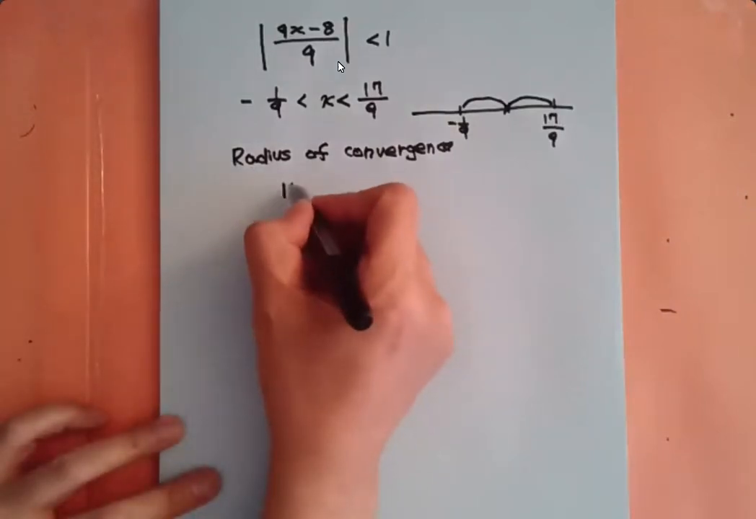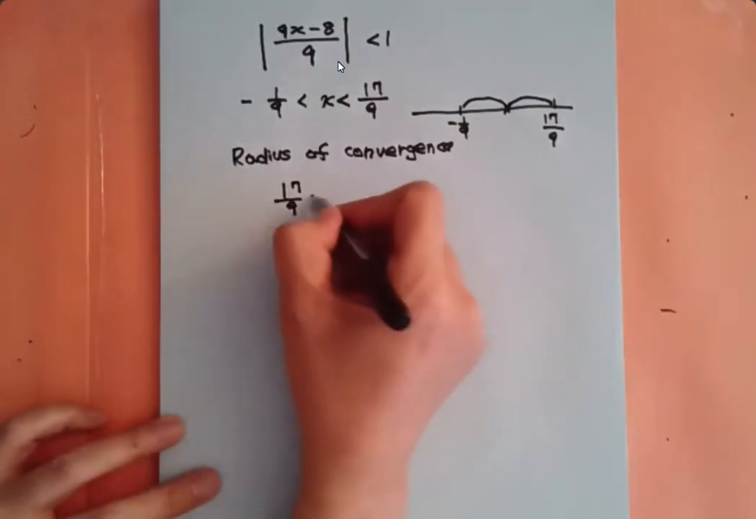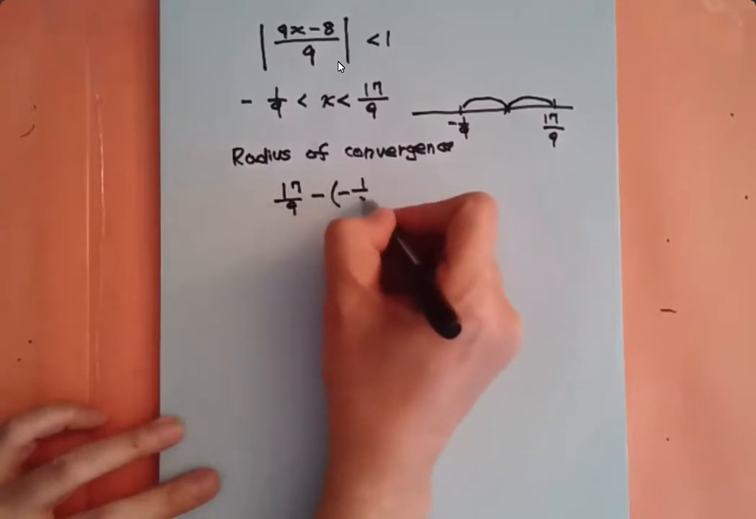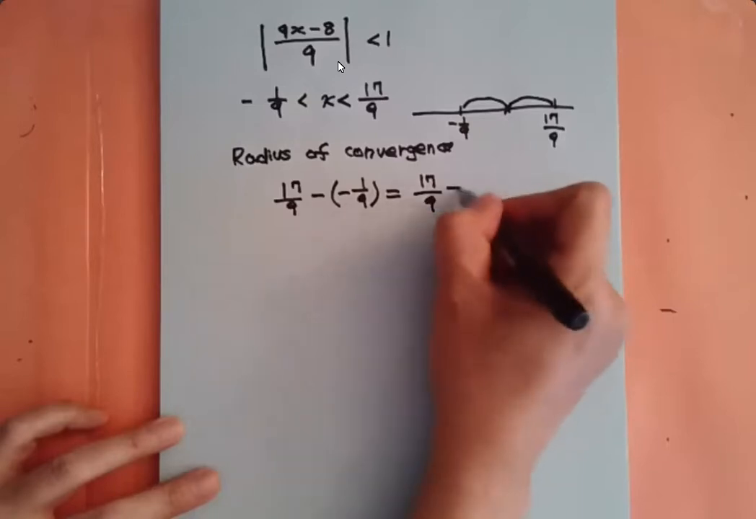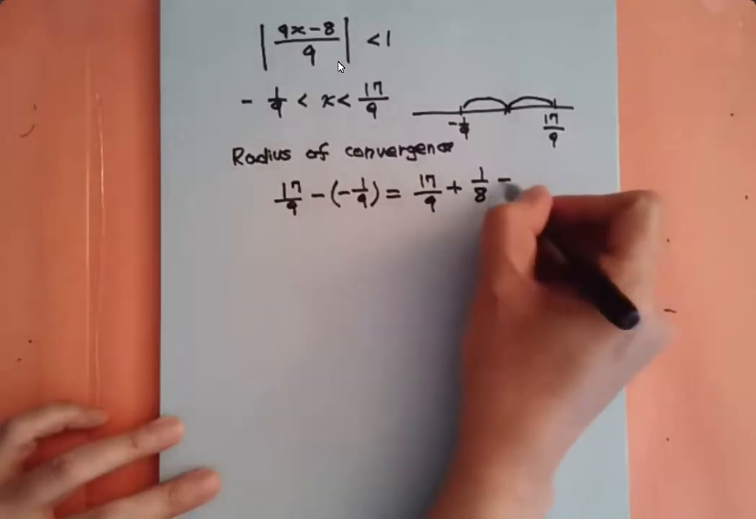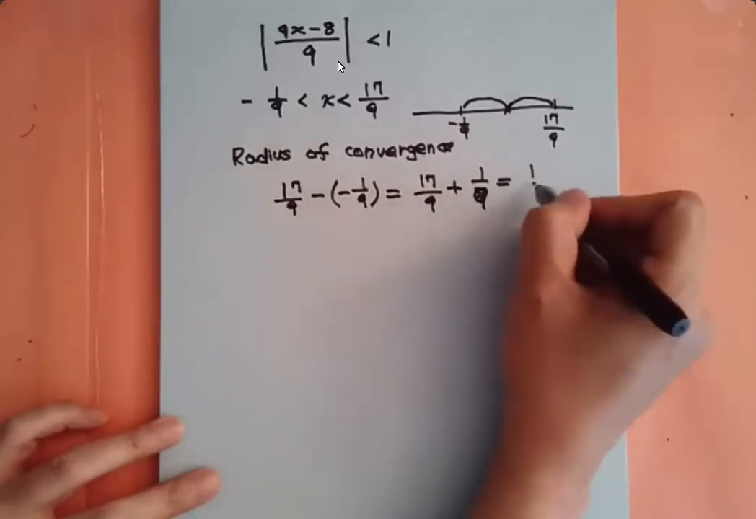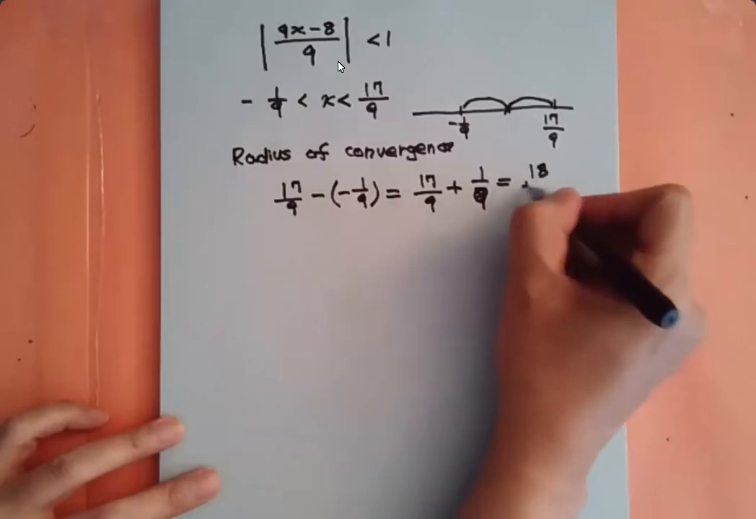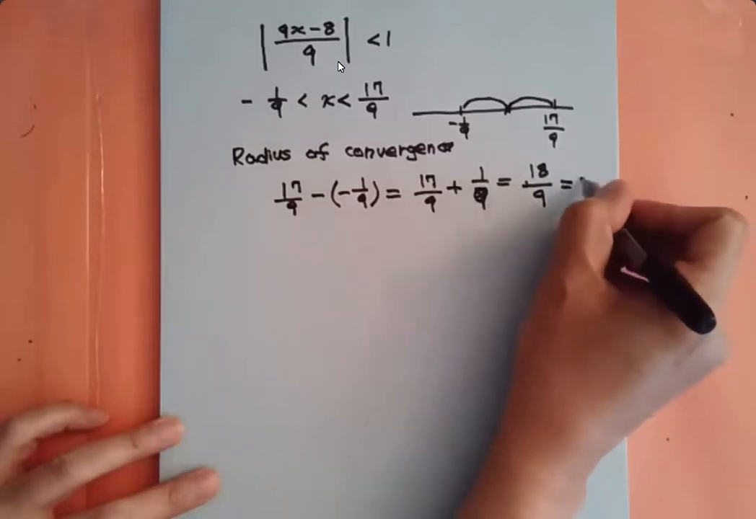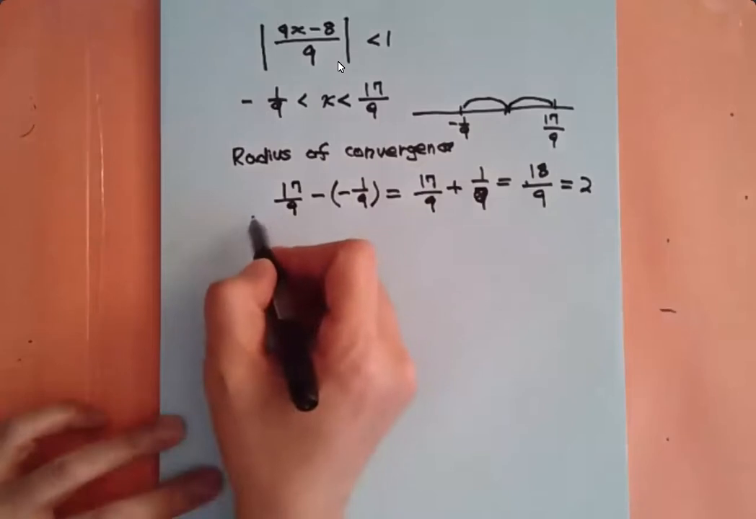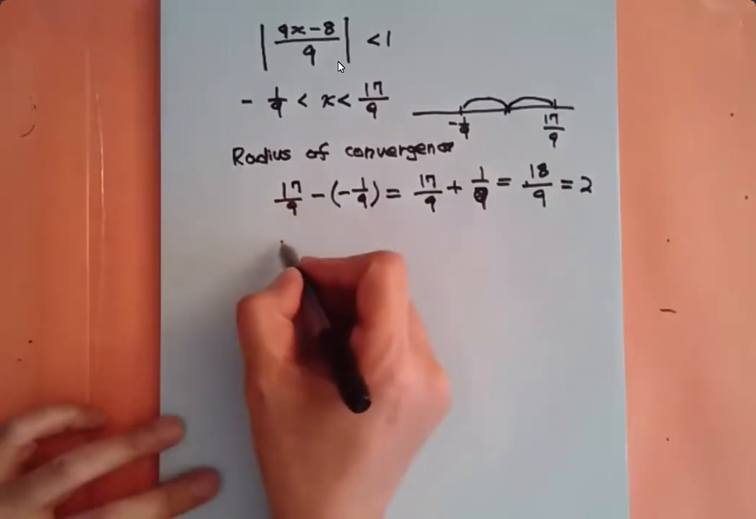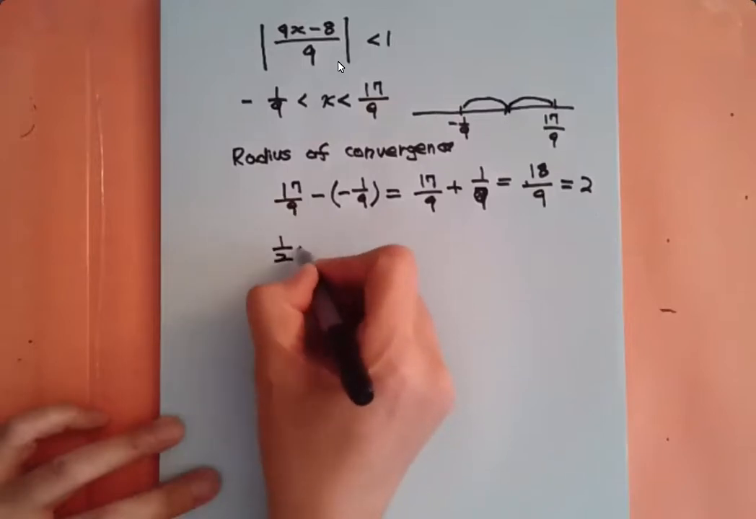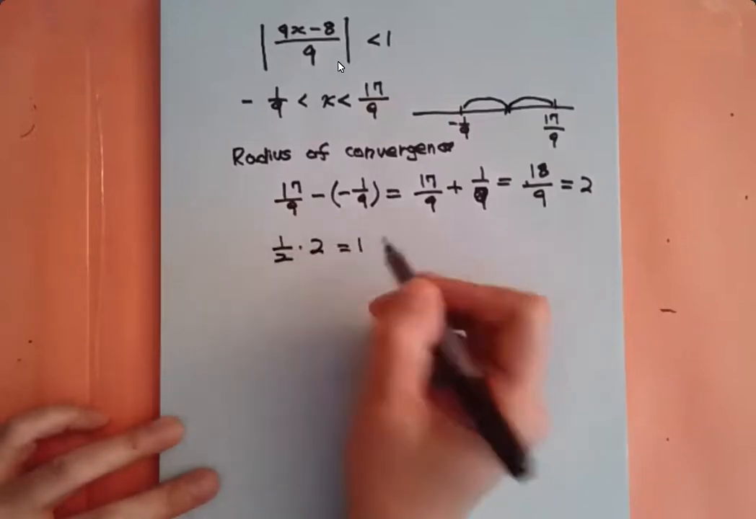So that is 17/9 minus negative 1/9, which is 17/9 plus 1/9, which is 18/9, which is 2. But we have to divide by 2. So 1/2 times 2 is 1.